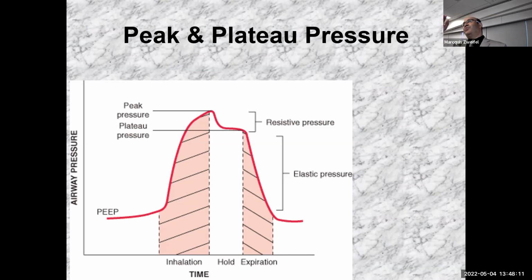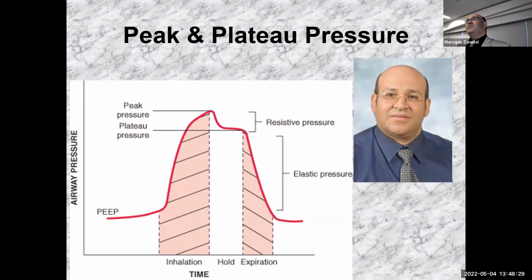The difference between the plateau pressure and the PEEP is what we call driving pressure. Plateau pressure will increase if you have, simply one word, decreased compliance. And this decreased compliance can be lung, pleural, chest wall, abdomen. Make sense?